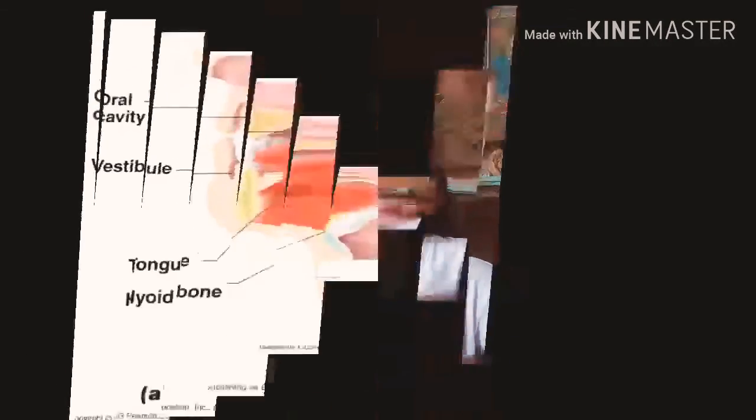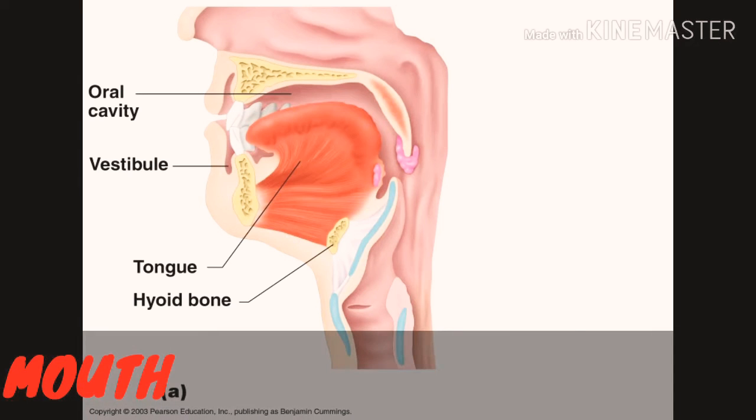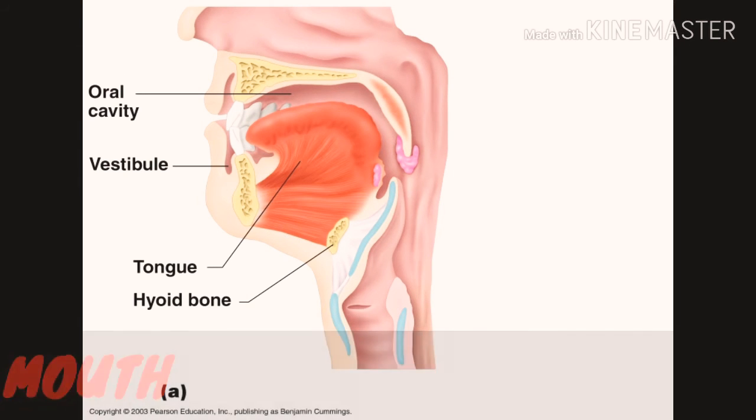The mouth is where the chewing of food happens. The food is masticated and mixed with saliva. It is the initiation of swallowing by the tongue, and it allows for the sense of taste.